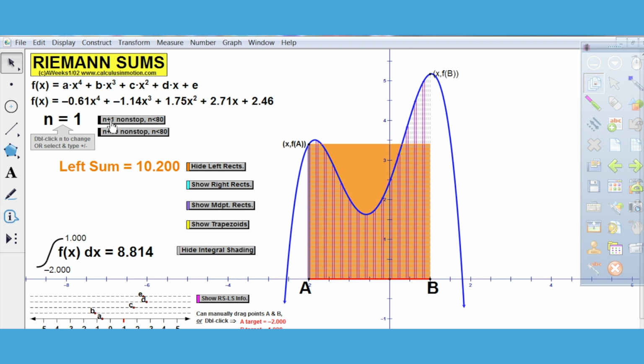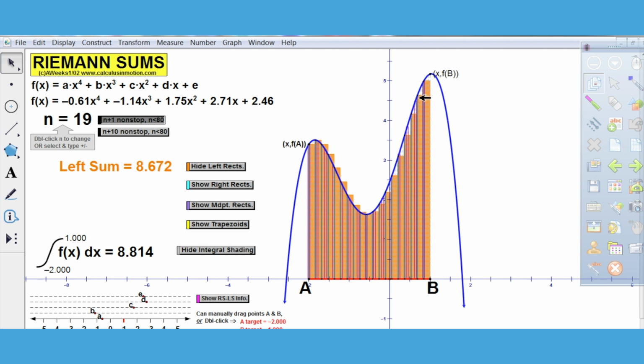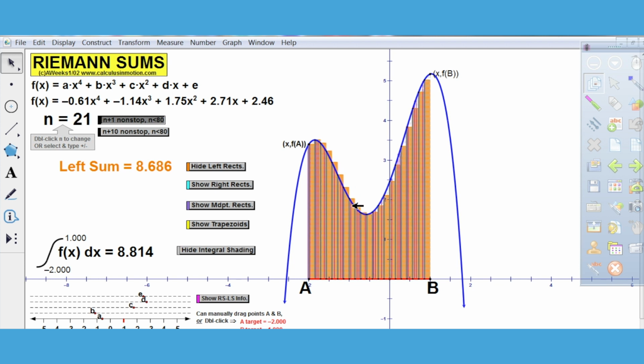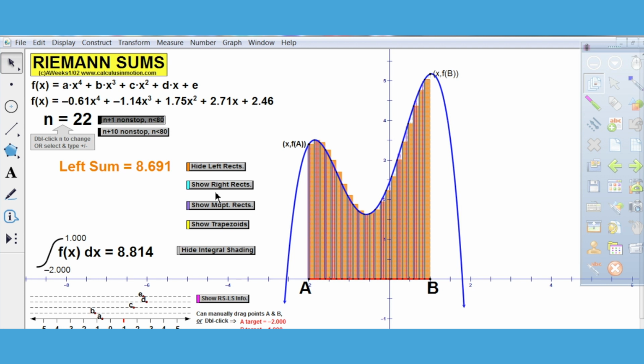But what would happen if I made more rectangles? Look what happens to the error. See how the error gets smaller? And what's over is smaller. What's under is smaller. Look at that. Wow, it's amazing. So the more rectangles, the more divisions I have, the less error I have between the true area and the approximated area.